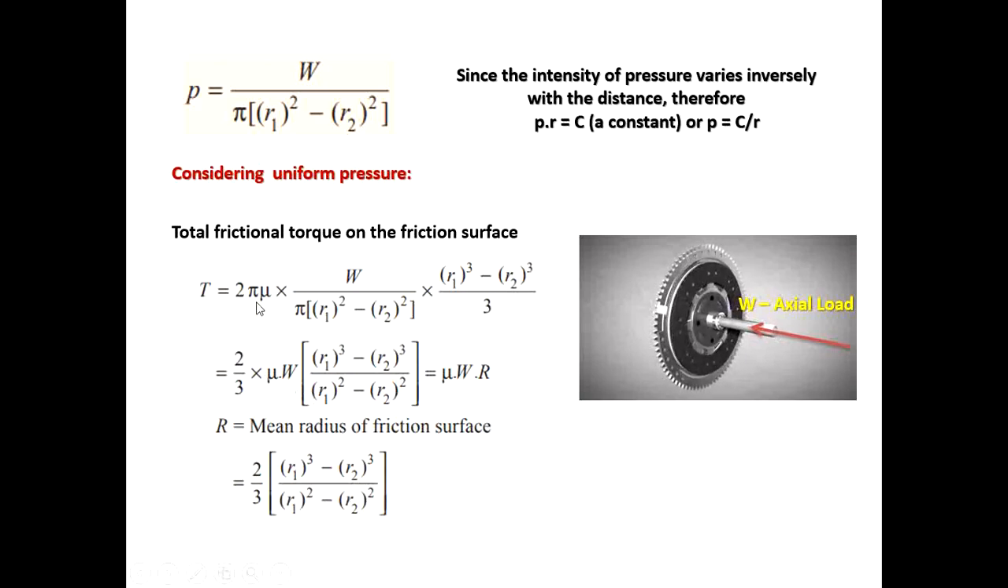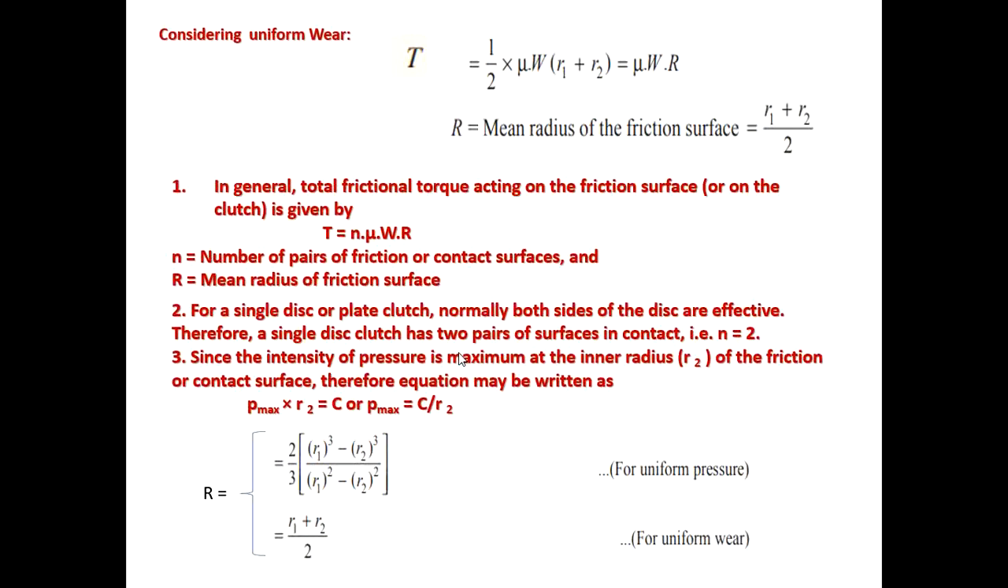Here, if it is a single plate clutch, we have to use N into μ into W into R, where N represents the number of friction surfaces. Subsequently, if we consider uniform wear, T equals half into μ into W into (R1 + R2), generally μ into W into R. Here capital R is the mean radius of the friction surface, (R1 + R2)/2.